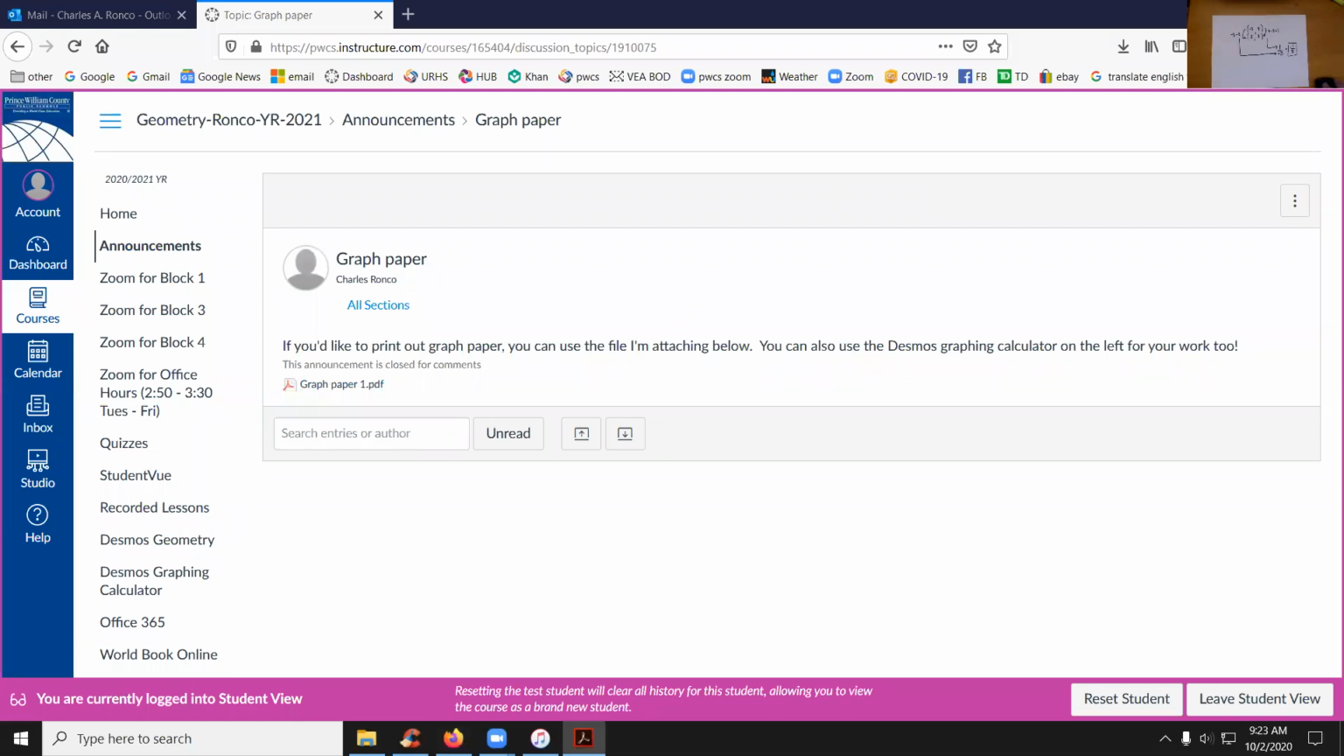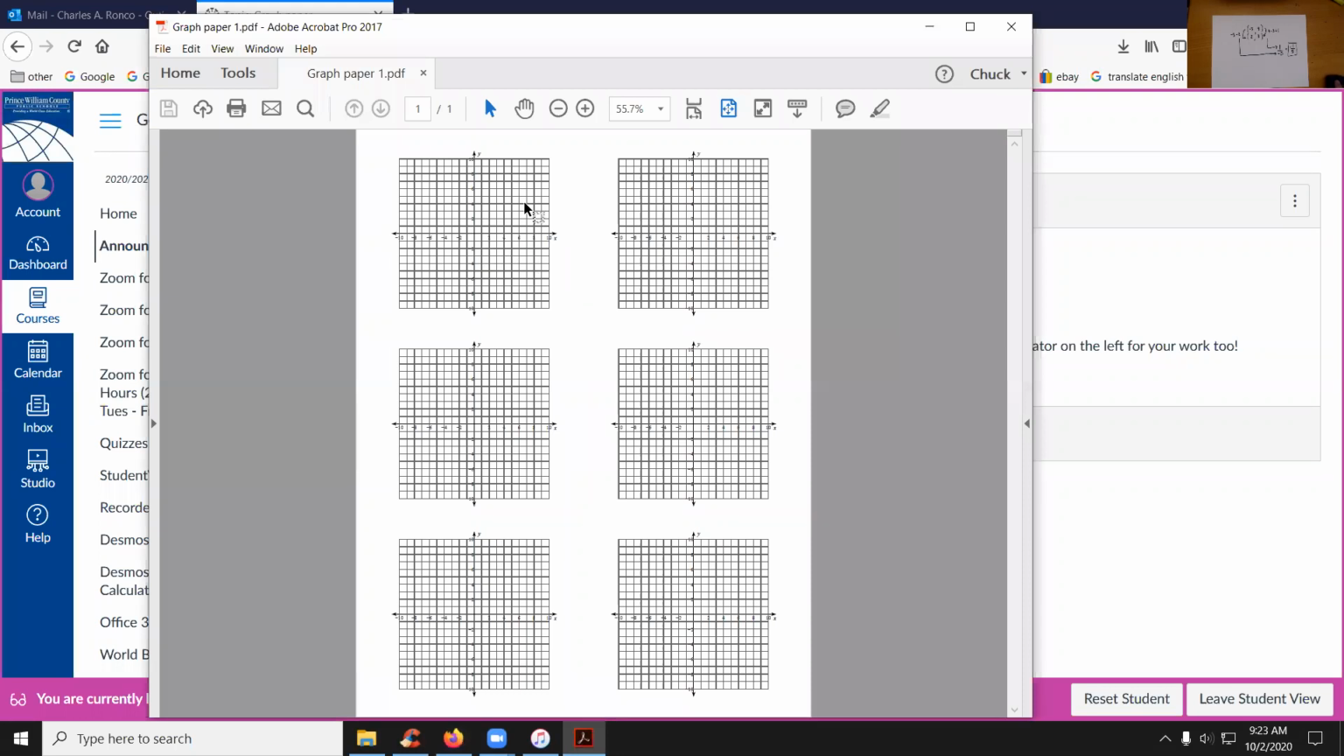Here it is. It looks like that. So you can plot points and draw lines and stuff like that if you want to. But this isn't mandatory. This is just, if you were in my room, there would be a stack of this over in the corner, and you could always go up and grab some. So I'm giving it to you now. So if you wanted to print some, you could.